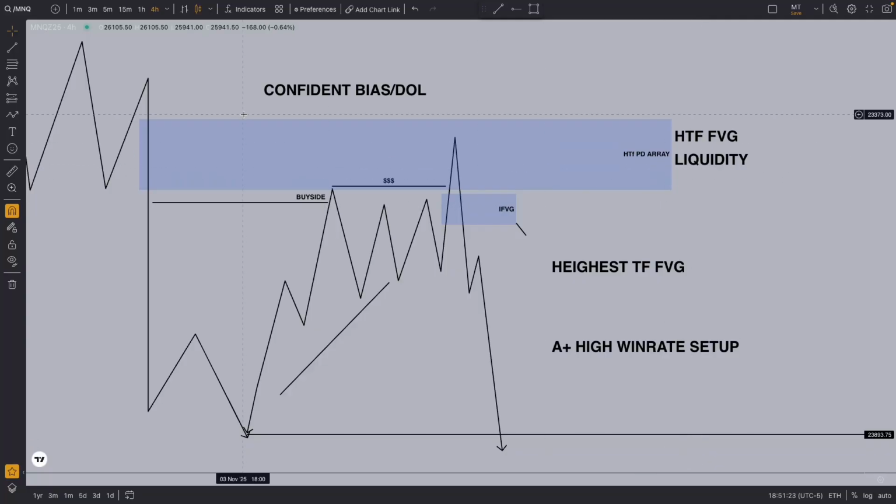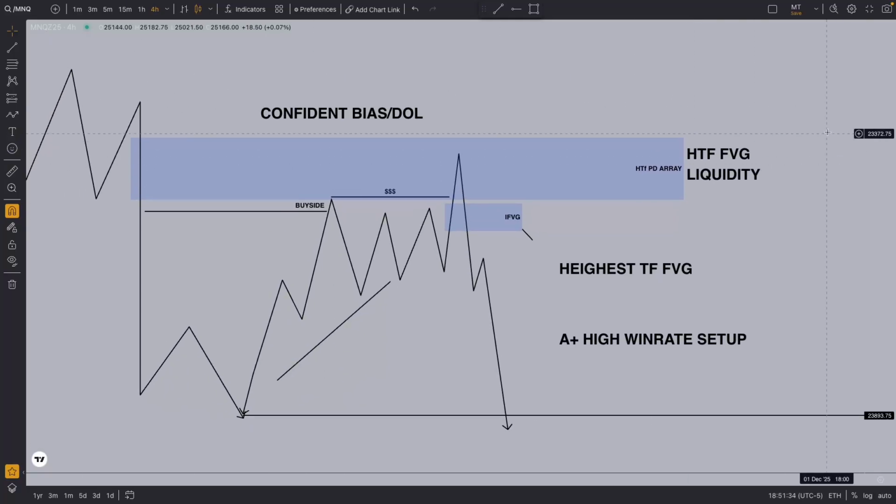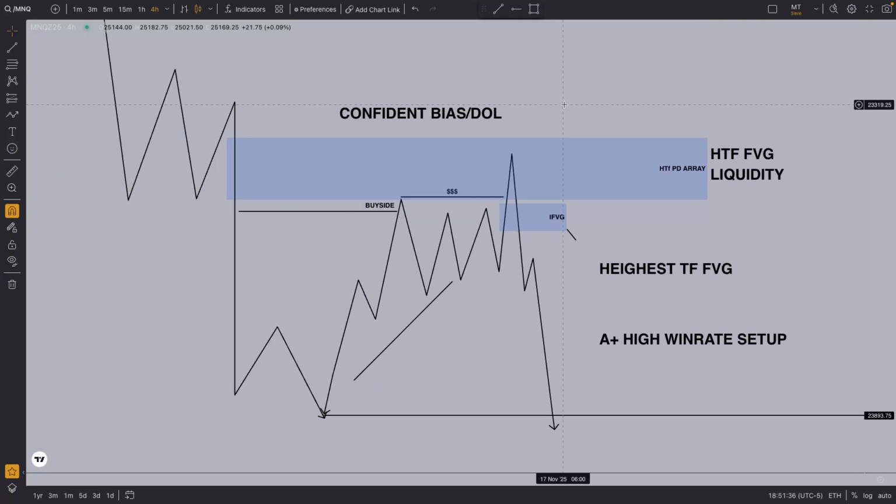What else? And that's essentially it. Now I think I'm gonna show you guys. I'm gonna backtest, show you guys some examples of how to spot inverse value gaps and how I use them. And yeah, let's get to it.